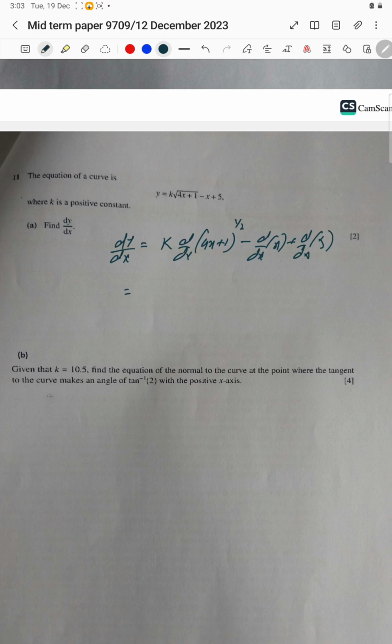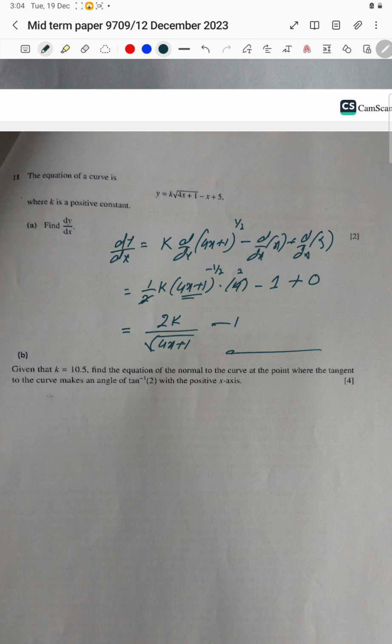And now it's a 2 marks question, you can do it directly. Power rule: make the power 1 less, it becomes minus 1 by 2, and the differential of the function is 4, and the derivative of x is 1, and the constant derivative is 0. So my final answer is 2k over square root of 4x plus 1, minus 1. This is the 2 marks.